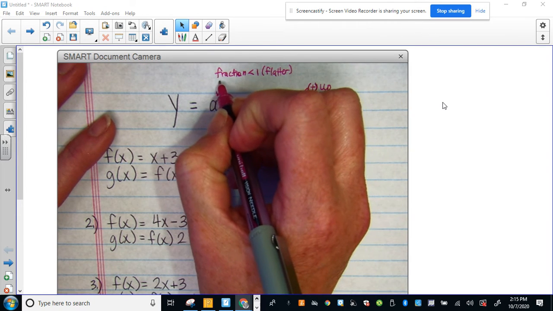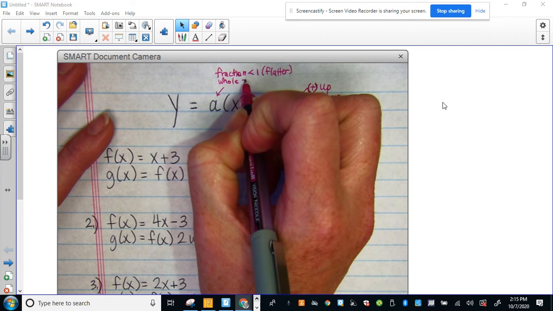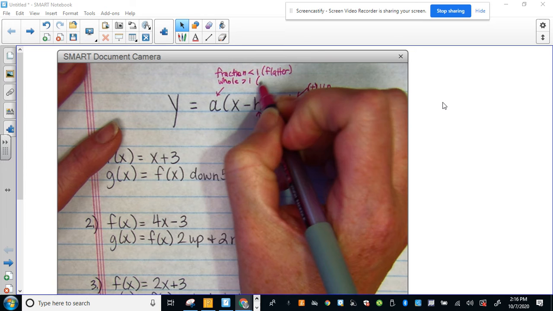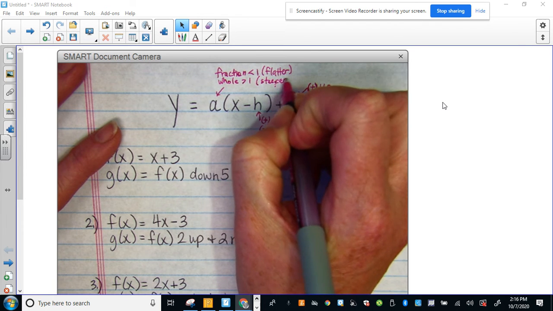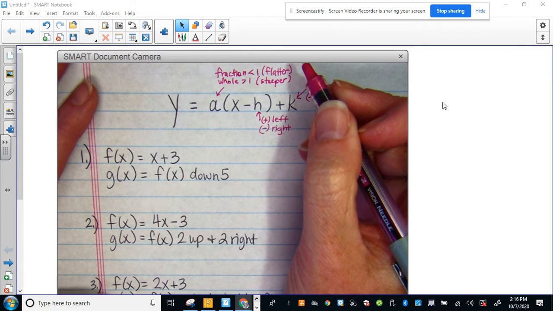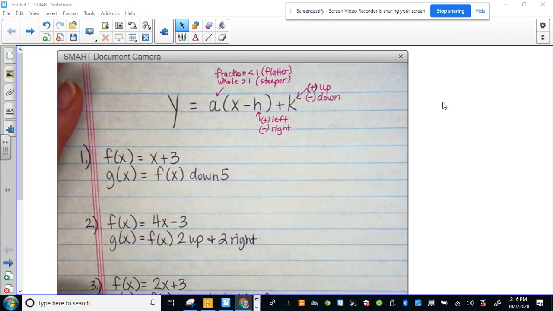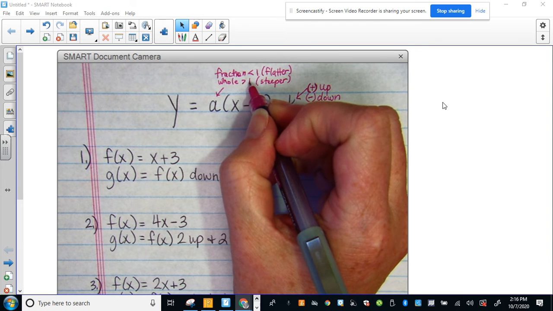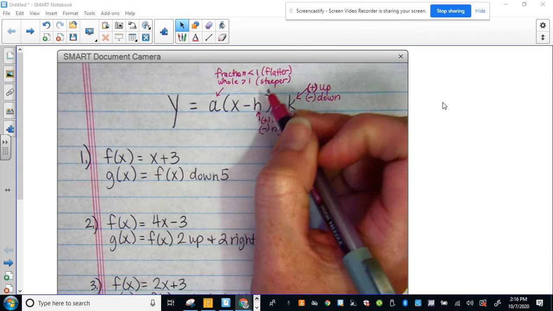And then if it's a whole number greater than 1, like 2, 3, 4, 5, and so forth, it's going to get steeper. It's going to get closer to the y-axis. The line is going to stretch vertically, sometimes the way it's pronounced. And the bigger the number, the steeper it is.